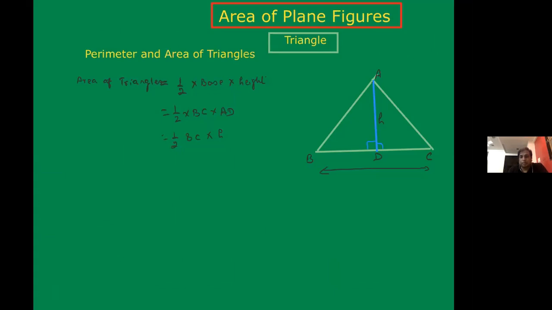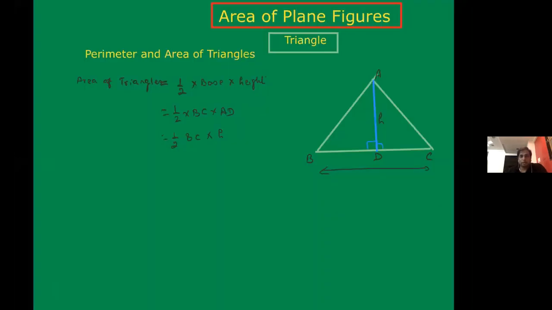Okay, this is the formula. It's a general formula to find out the area of the triangle. If you know the height AD and the base of the triangle, then you can easily find out the area of the triangle.